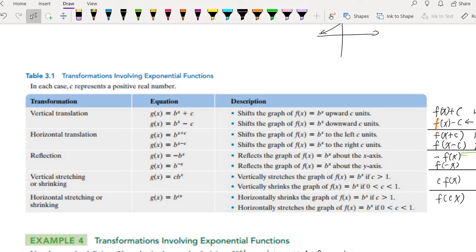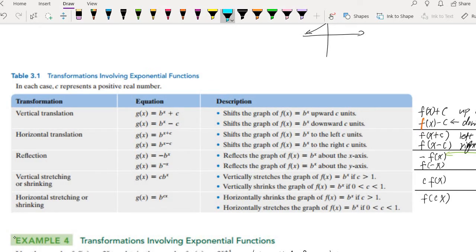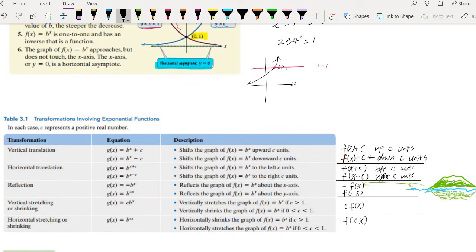This seems very complicated. Okay, but if you look at each piece, it's a b to the x. You have to think of that as a function, b to the x, and plus c or minus c. We learned this before, about a regular function, not the exponential function, but the concept is exactly the same. F of x plus c: c is outside, and that is up c units. Then if you subtract c, that's down c units.